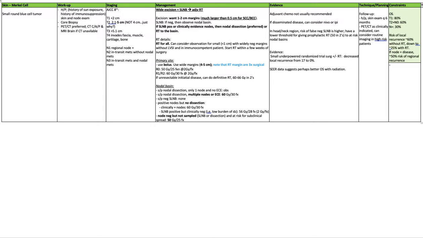In the head and neck region, the risk of false negative sentinel node biopsy is higher, so you have a lower threshold for giving prophylactic radiation at 50 gray at 2 gray a fraction to the at-risk nodal basins. Evidence: there's a small underpowered randomized trial of surgery plus or minus radiation. There's decreased local recurrence from 17% to 0% with radiation. SEER data suggests perhaps better overall survival with radiation.